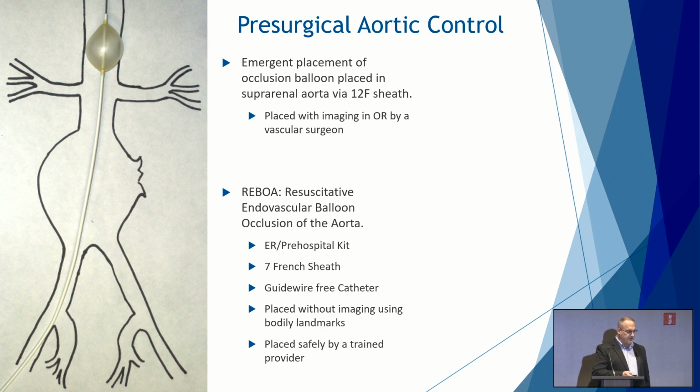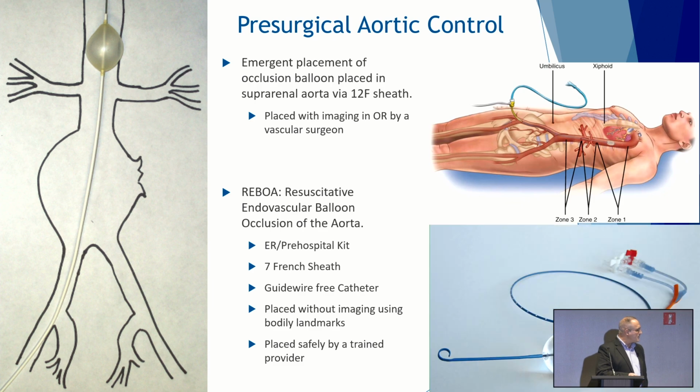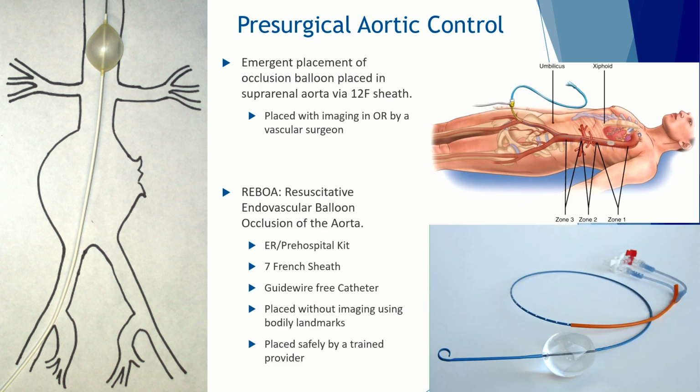Enter the ReBOA device. This is a device that we borrowed, or came about because of trauma. It actually came about secondary to military trauma. It was invented by an Air Force vascular surgeon, Colonel Rasmussen, and now it's produced as an ER or even pre-hospital kit. It's a 7 French sheath, so much, much smaller.